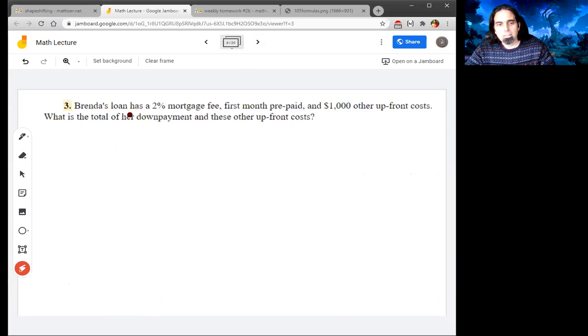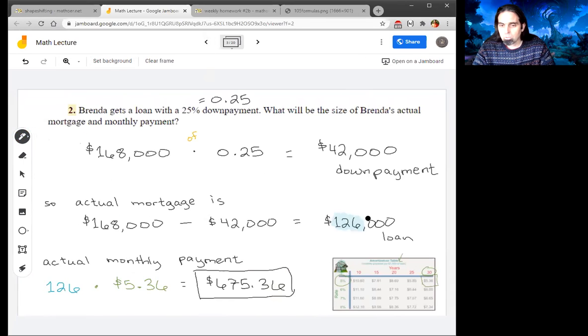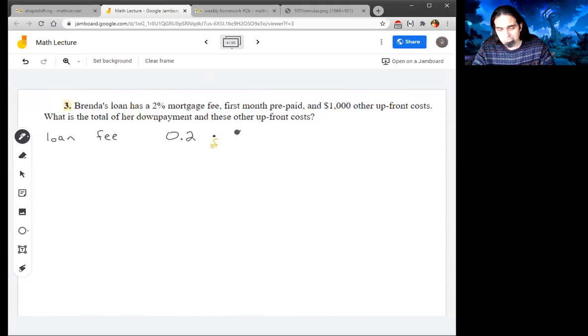Okay, we keep going. So the loan has a 2% fee. So we have lots of little bits here. Loan fee. So that's going to be 0.02. And again, we're doing times because we're doing of. What's 2% of the loan? How much was the loan? 126. So 2,520.